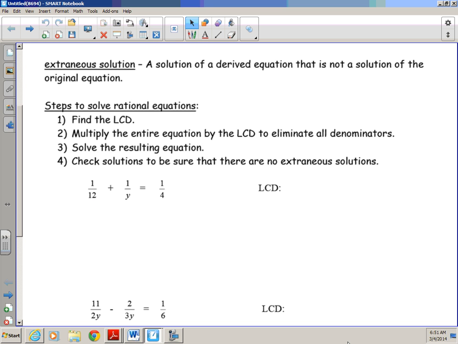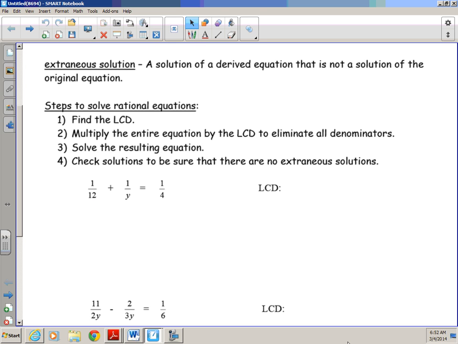Now, what are our steps going to be? Step 1, we want to find the LCD, least common denominator. Then we're going to multiply the entire equation by the LCD to eliminate all denominators. The key here is that what makes a rational equation more difficult than a regular linear equation is that we have denominators, we have fractions, and we'd like to eliminate them. We're then going to solve that resulting equation, which will usually be a pretty straightforward linear equation, and then we're going to check to make sure that there are no extraneous solutions.